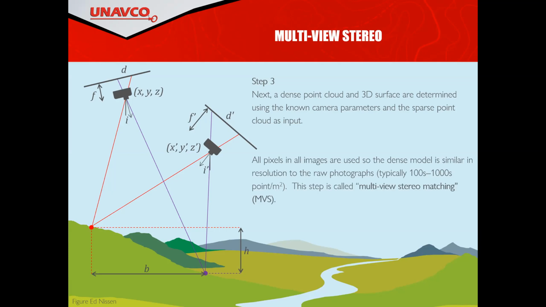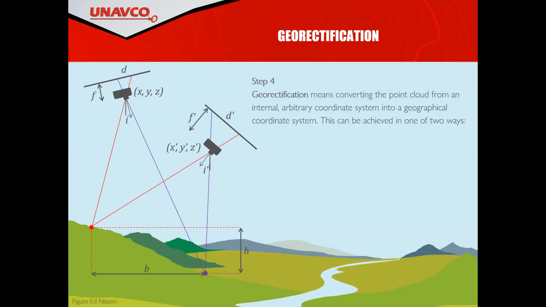Now you put all those together and you create a dense point cloud. So we can do that with millions of points and create a point cloud of a 3D surface based on all of that. And those points have colors, right? And so we can create basically a 3D image and a model of that.